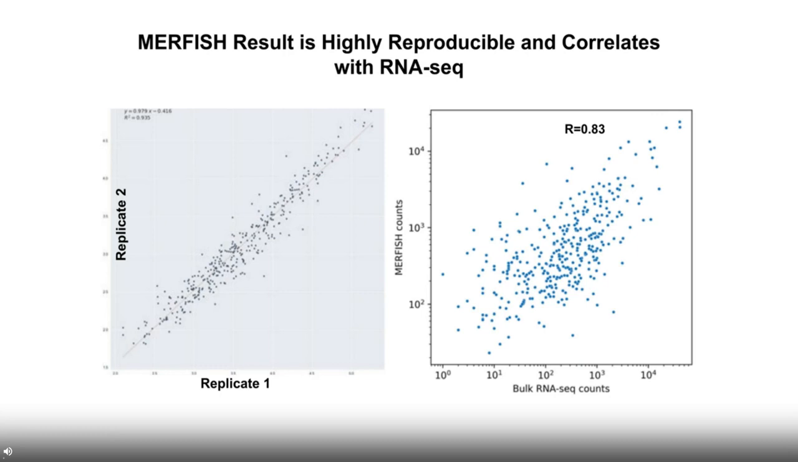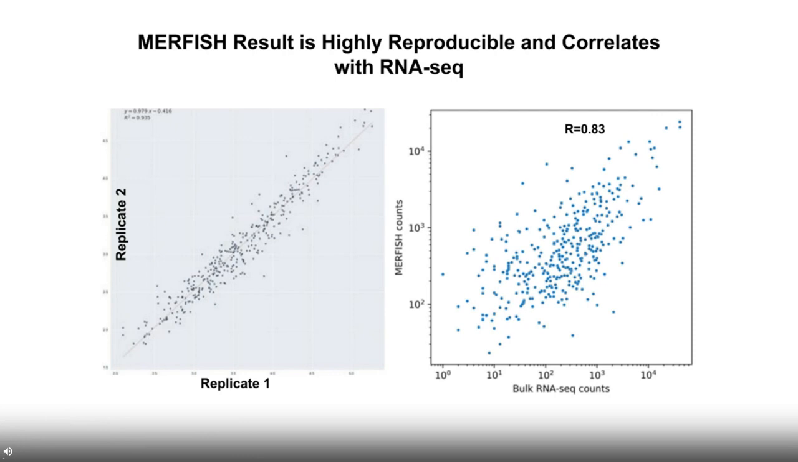So what does the data look like? We first look at how robust the technology is. We did two biological replicates, replicate 1 and 2, and we just look at the transcript value across the entire slide. So you can see they're highly reproducible, with an R-squared of 0.94.